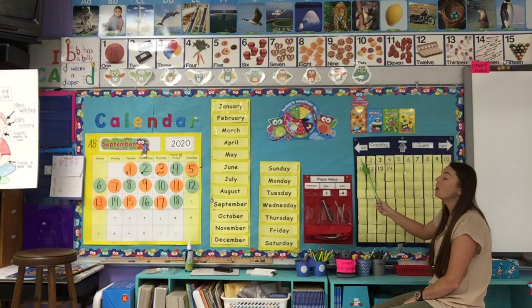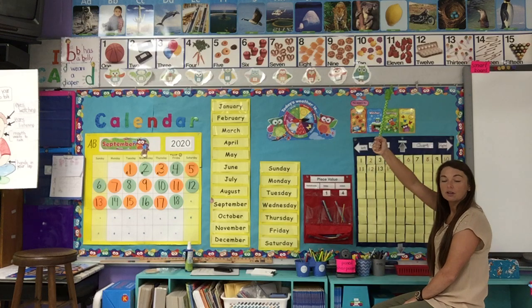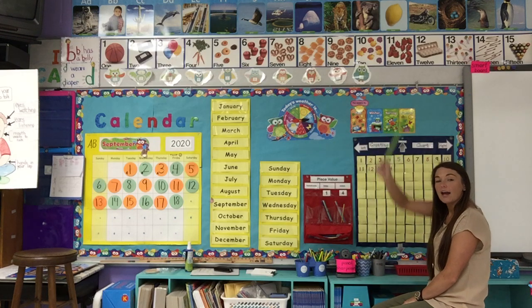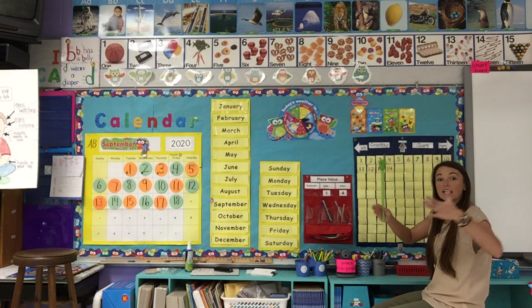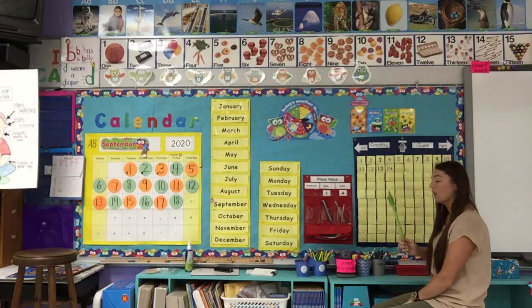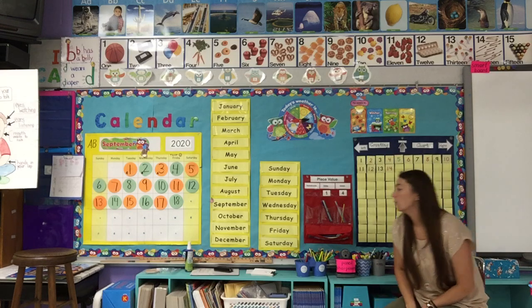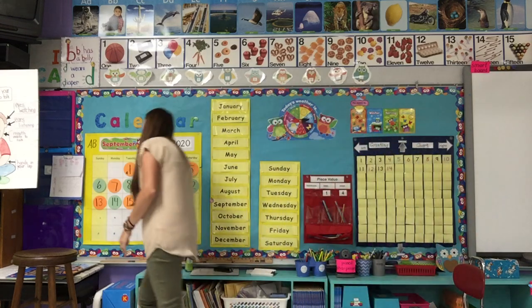Remember that when we are counting forward, we're really counting up. As we're counting up, as we're counting forward, our numbers are getting bigger each time. They're becoming larger each time. That number is greater than the number that we said before it. Okay? All right.